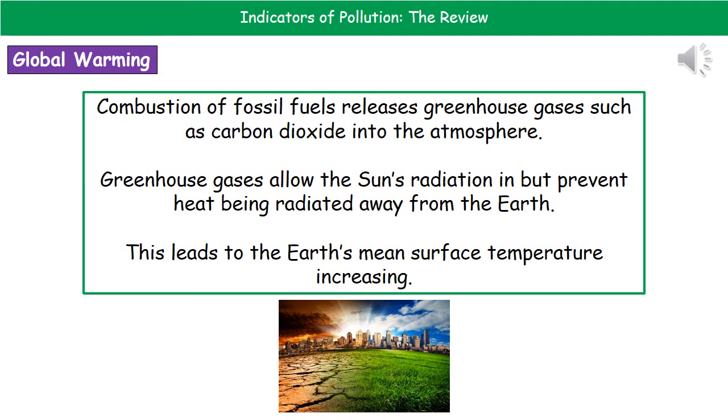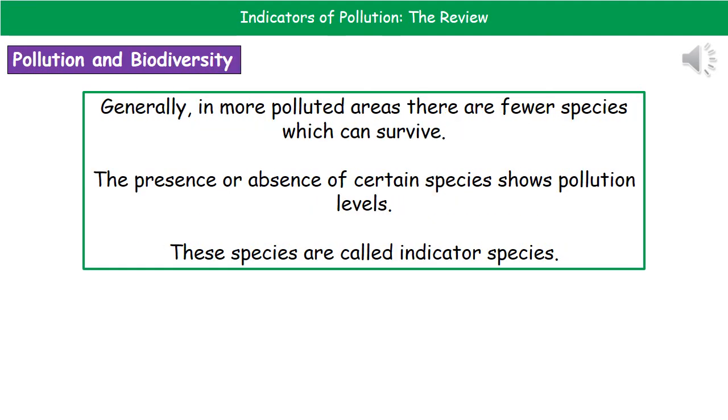Second problem is global warming. Now when we burn fossil fuels, we release those greenhouse gases like carbon dioxide into our atmosphere. Those greenhouse gases then allow the sun's radiation in, but it prevents heat being radiated away from the Earth back into space. So as a result of that, we see Earth's mean surface temperature increasing, and that obviously can have some very damaging effects.